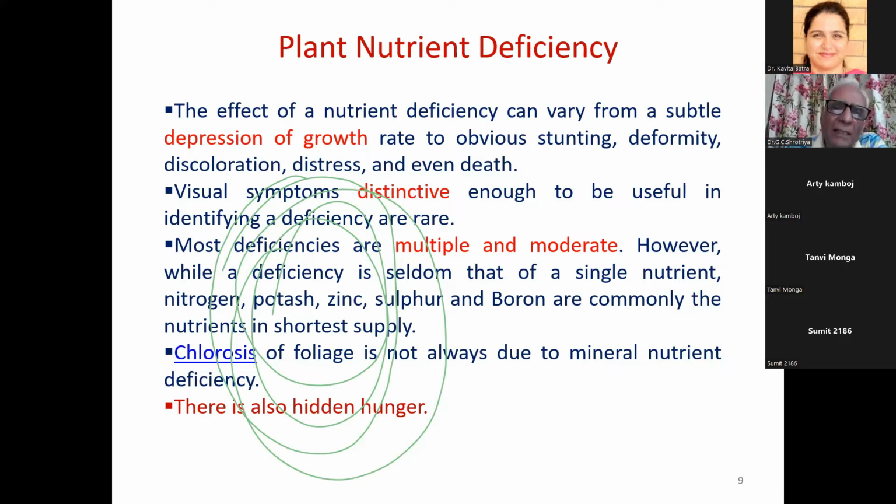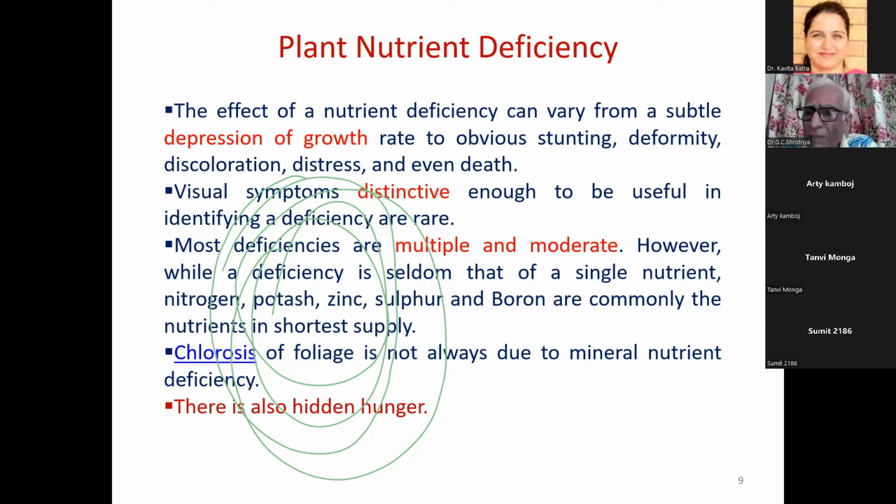Then there are chances that there will be multiple deficiencies. Some plants may have one, while some plant solution or soil may have more than one nutrient deficiency. These days in Indian soils, we do have multiple nutrient deficiencies, and they are of a moderate level. Acute deficiency is still not there, but multi-nutrient deficiencies do exist.